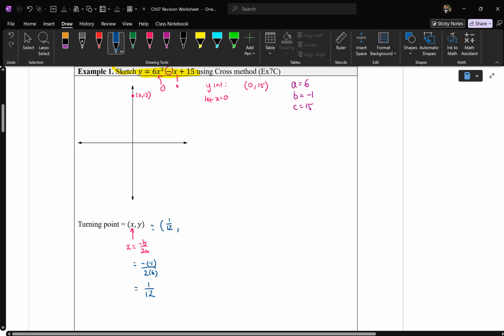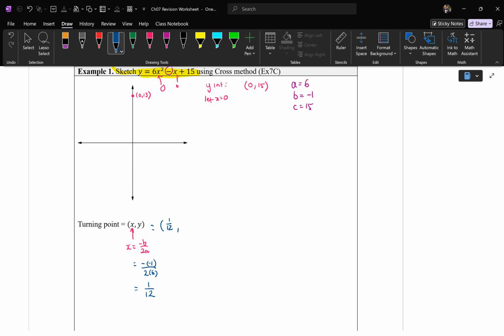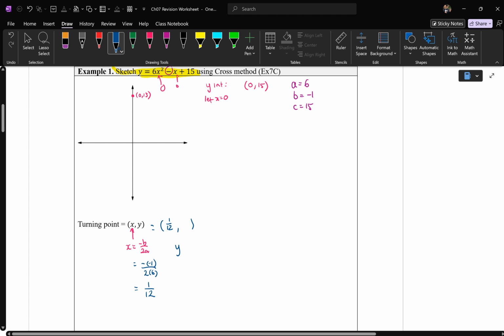All right? I don't know my y. How do you find your y? Very easy. The equation already told you is 6x squared minus x plus 15. So all you have to do is just sub it in. 1 on 12 squared minus 1 on 12 plus 15.